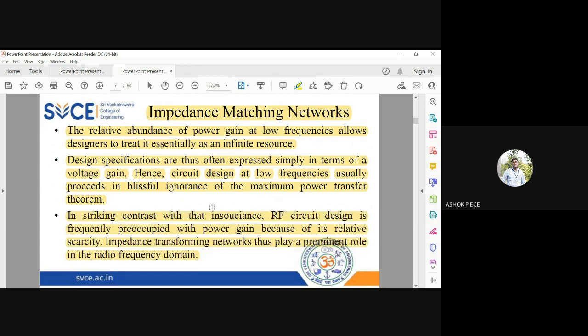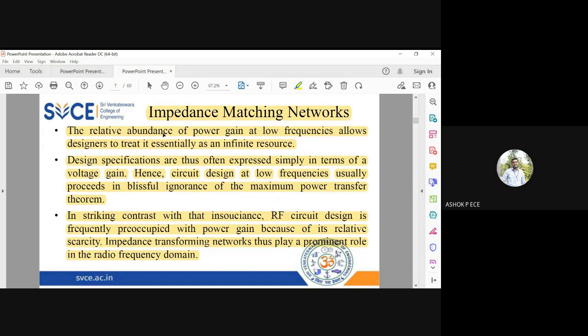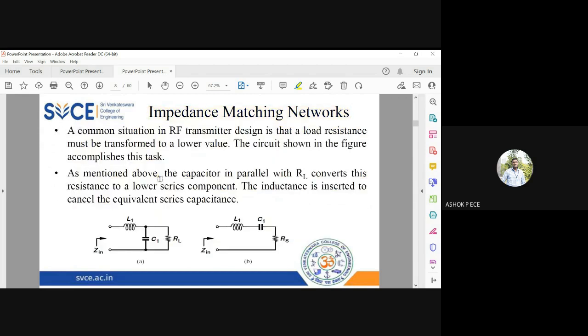So without impedance matching, I cannot design any RF circuit. These impedance matching networks play a very prominent role in the RF domain, so we are giving so much importance to impedance matching. A simple example: where is impedance matching required?